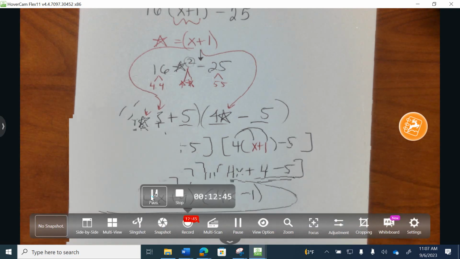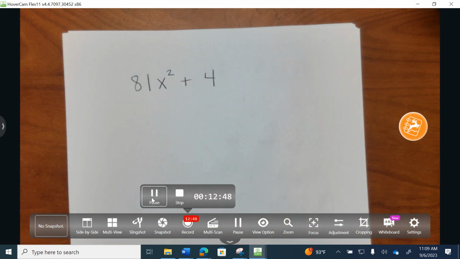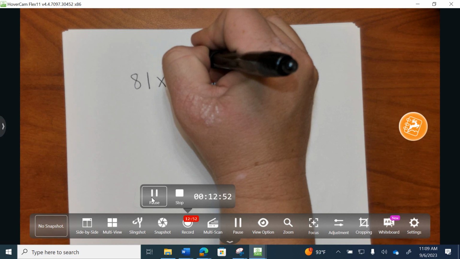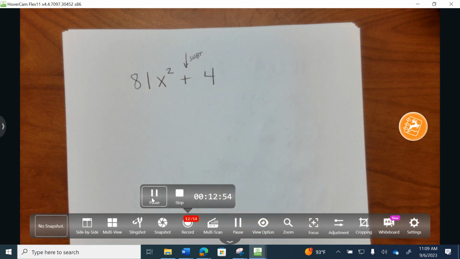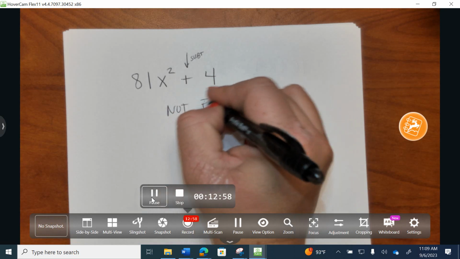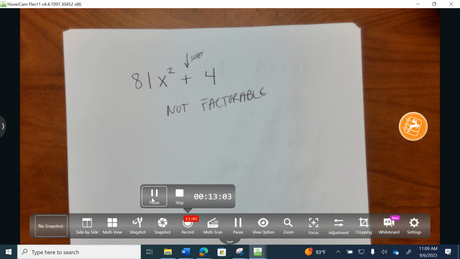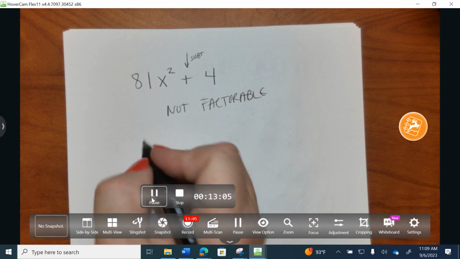Every problem we do with difference of squares, that's what we're working on. This has to be subtraction. This has to be subtraction. So what if we cannot rewrite it with subtraction? We write not factorable. Okay, write down the next problem, please, with your partner. Here we go.